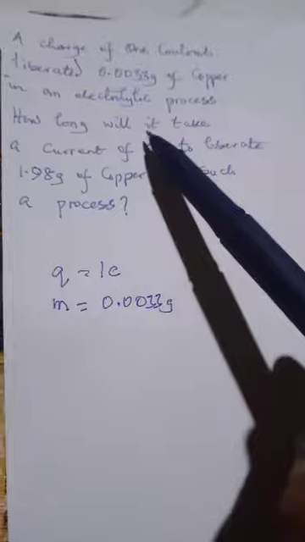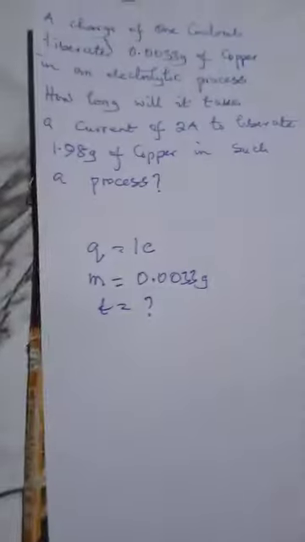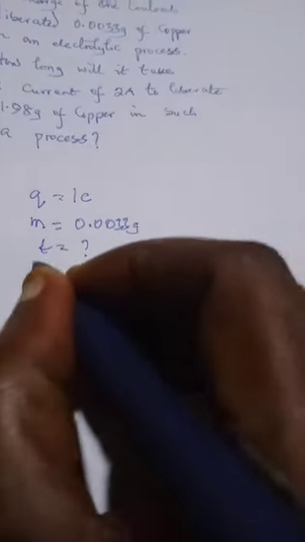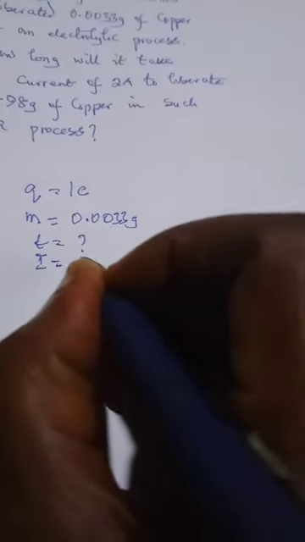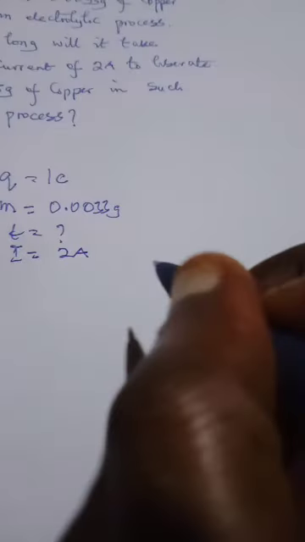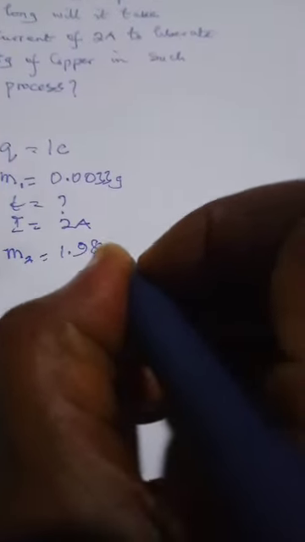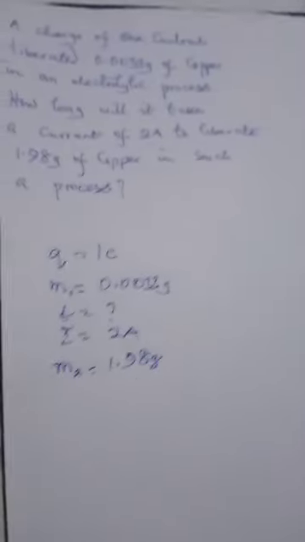in an electrolytic process. How long will it take? How long means you are required to find time. Time is not given. When they say how long, that is about the time. How long will it take a current of 2 amperes? That is, the current flowing is 2 amperes to liberate 1.98 grams of copper. So this is another mass. Let's call this M1 because we have two masses now. M2 will give you 1.98 grams.